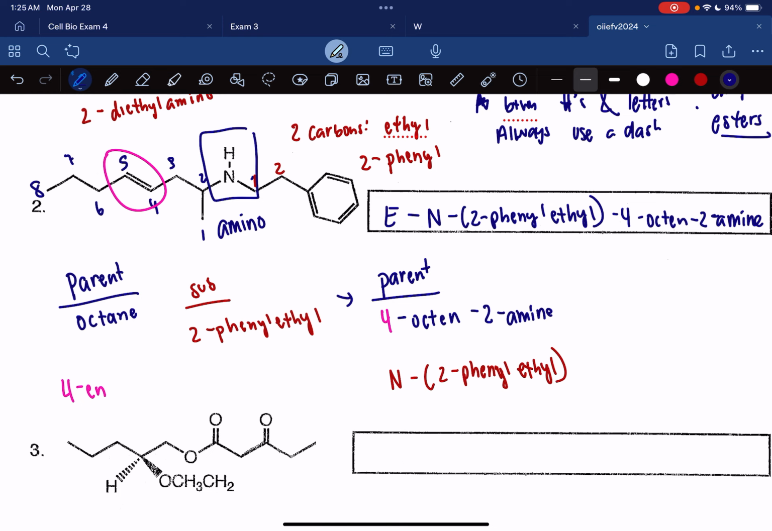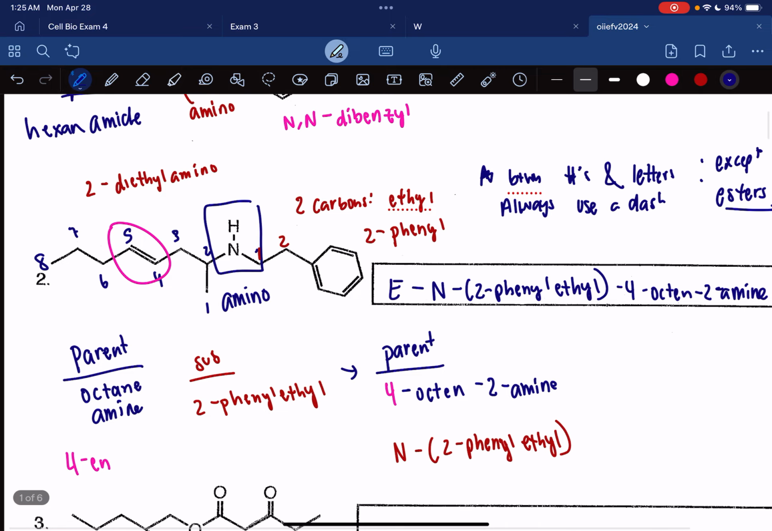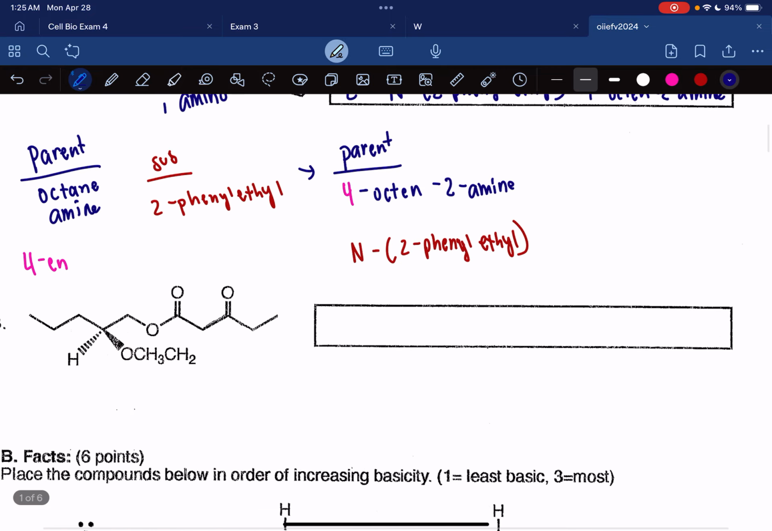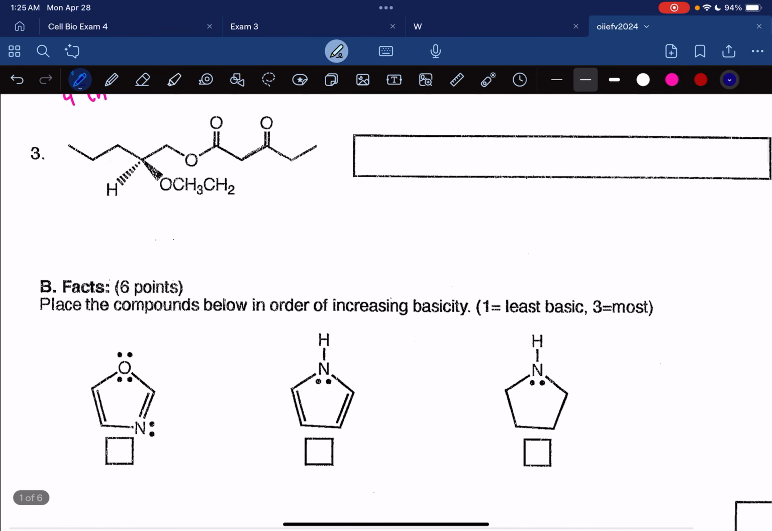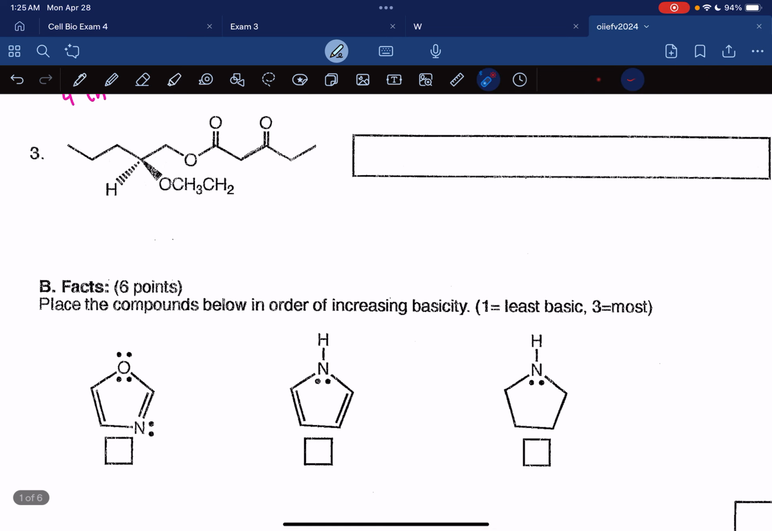Yeah, so that's the second one done. Okay. And then the last one we need to work on is a little tricky because off the bat it looks like an anhydride almost, but it's missing the oxygen here. So this is not an anhydride, this is actually an ester.